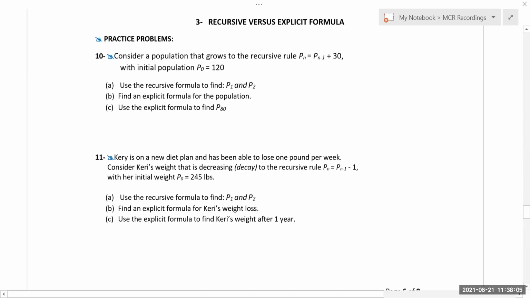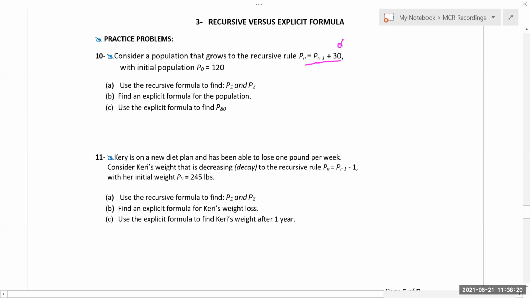Recursive is really helpful if I'm looking for P1 and P2. In fact, this first one asked me for that. But if I want to jump to P80, that is not going to be too helpful for the recursive formula. So we have this recursive formula here.